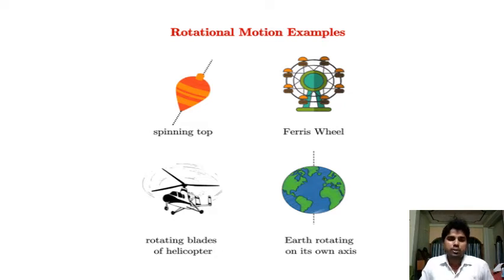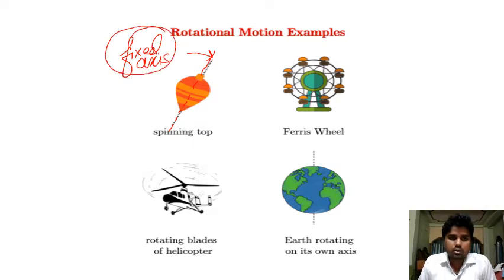Yes, student. See here, it is a spinning top, so it has a fixed axis, and around this axis the top is moving. So this is an example of rotational motion. Here also there is some kind of fixed axis around which it is rotating. So it is an example of rotational motion.